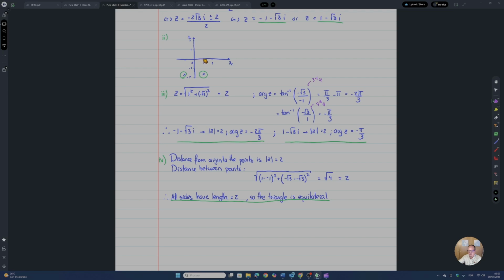What is the real part over here for this number? It's 1. For this one it is minus 1, so this distance is 2. Or you can prove it just by doing the distance between 2 points. So it's 1 minus minus 1 squared plus minus square root of 3 minus minus square root of 3, which is basically 0 squared, square root of the whole thing, and you have the result there, 2. All sides have length 2, so the triangle is equilateral.